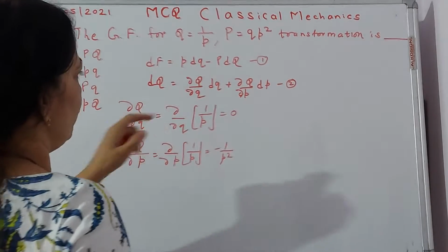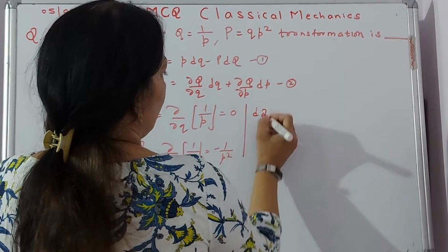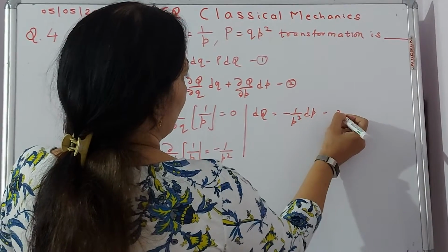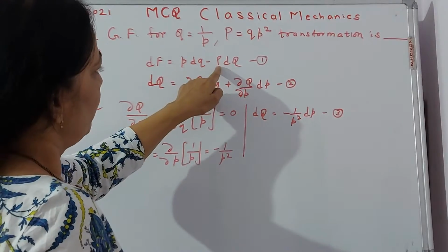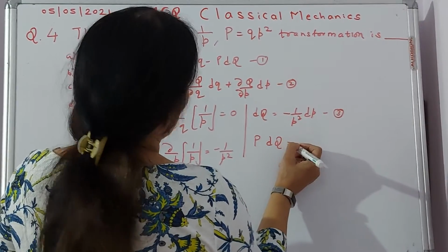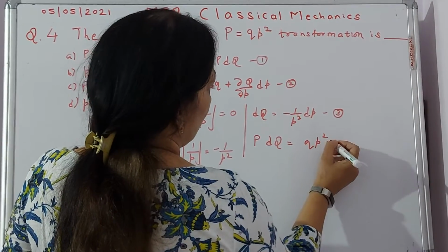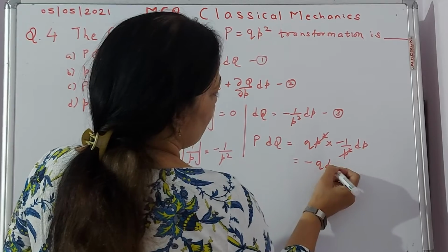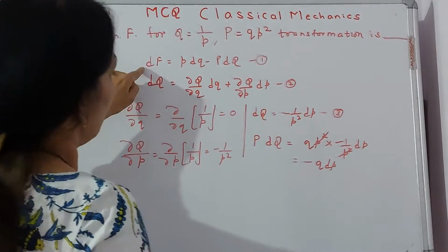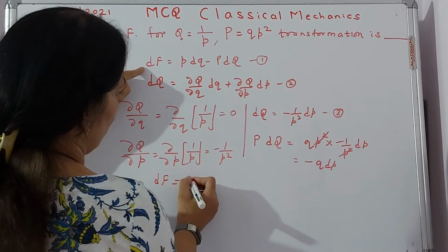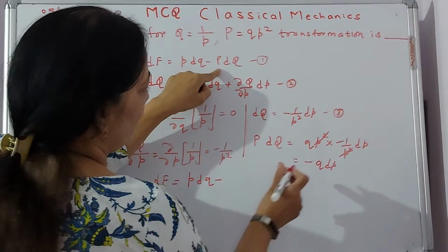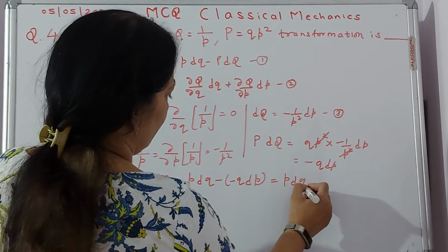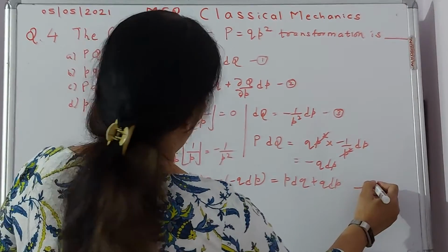Right? So if you put the value over here, what does my equation number 2 become? dQ is equal to, this term is 0, so minus 1 upon p square dp, equation number 3. Next job is to multiply it by P. So I can say, therefore, P dQ is equal to, P is qp², multiplied by minus 1 upon p square. So if you cancel this, we get the answer to be minus q dp. Perfect. Now call equation number 1: dF is equal to p dq minus P dQ, whose value is minus q dp. So over here I can write p dq plus q dp. This is my equation number 4.